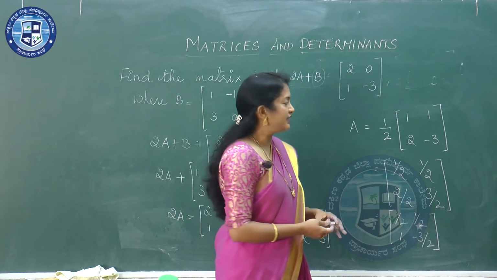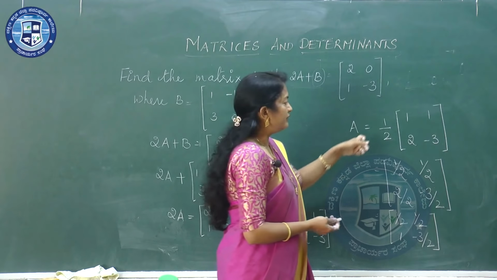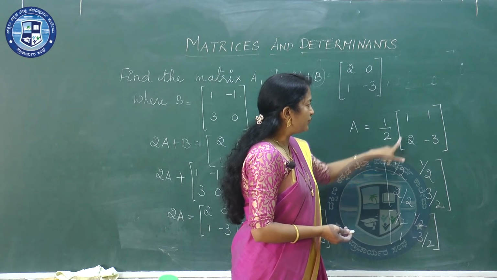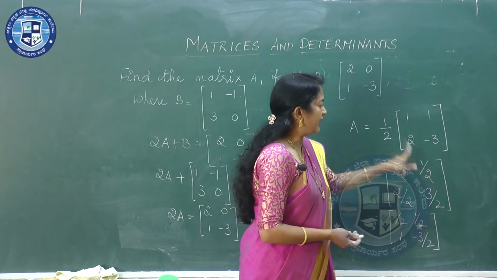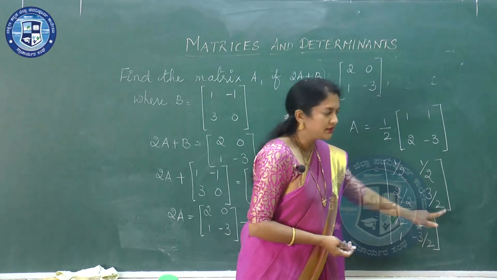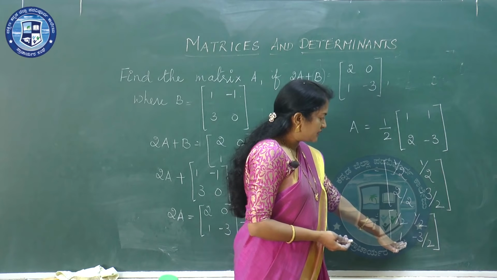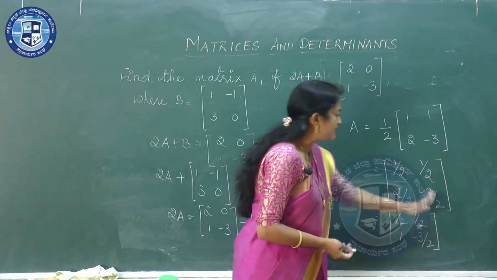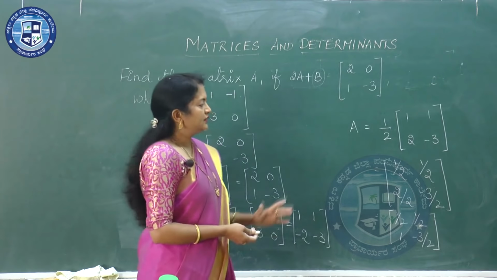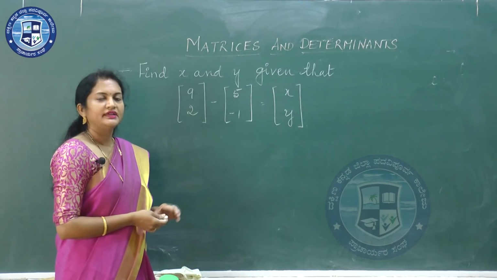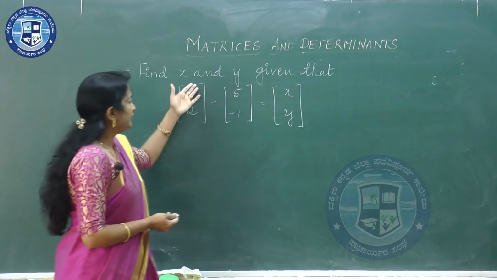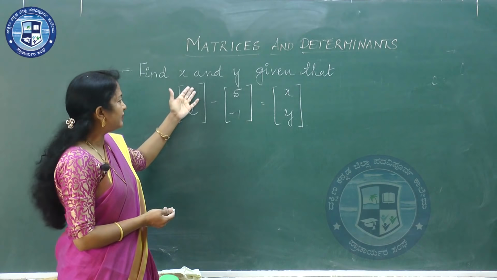Using the scalar multiplication property, we multiply each element by half. So 1 into half is half, 1 into half is half, 2 into half is 2 by 2, which we take as 1, and minus 3 by 2. So the resulting matrix is 1 by 2, 1 by 2, 1, minus 3 by 2. This is our A.